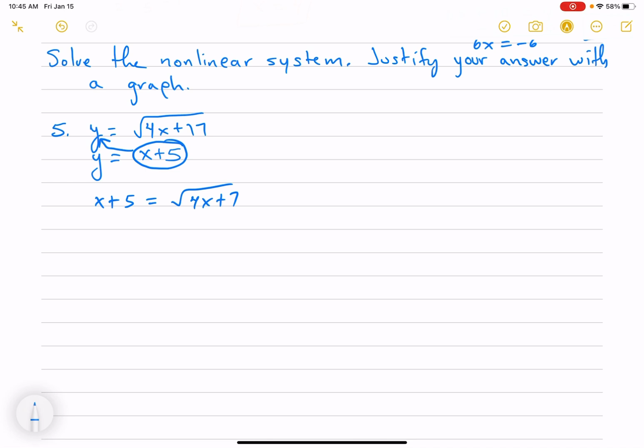And this now turns into a square root equation that we could solve by squaring both sides. On the right side is really simple. The square root and the second power undo each other. On the left side, we get x squared plus 10x plus 25. A quadratic equation, we solve it by moving all the variables and numbers to one side.